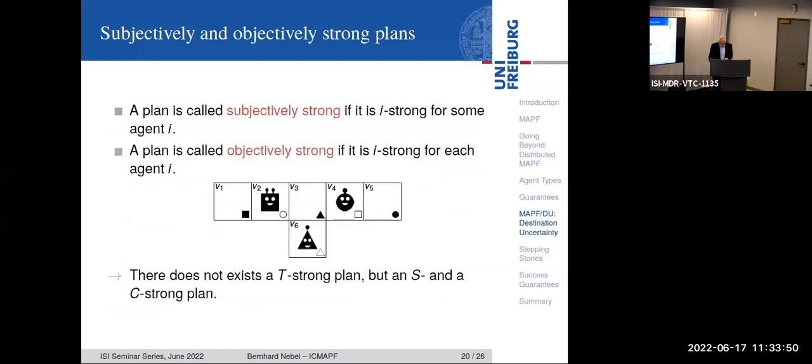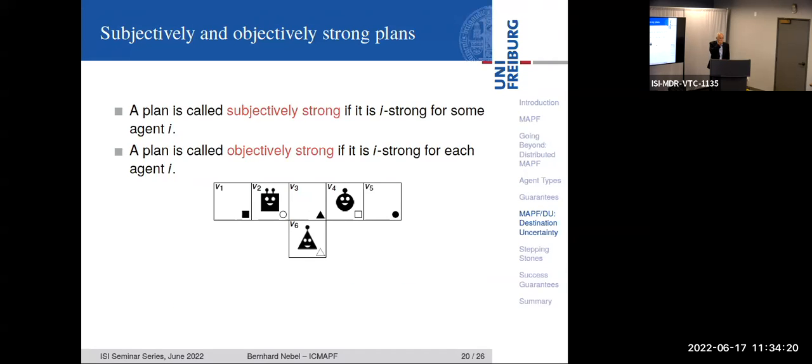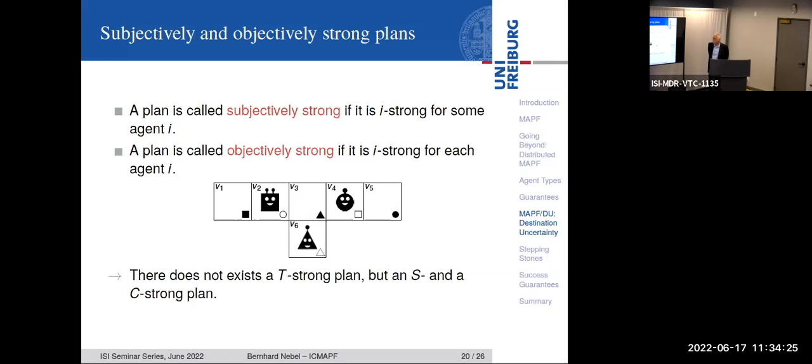Okay, and now I have something for you to think about. First of all, a few more definitions. A plan is called subjectively strong if it's I-strong for some agent, and it's objectively strong if it's I-strong for each agent I. So now we have this situation here, and the question is, does there exist a T-strong plan? Oh, no, I gave you already the solution. Sorry, you've seen it already. So why is there no T-strong plan, but there's an S-strong and a C-strong plan?